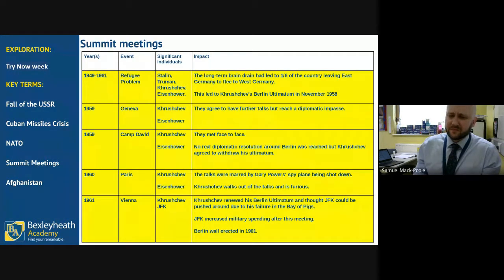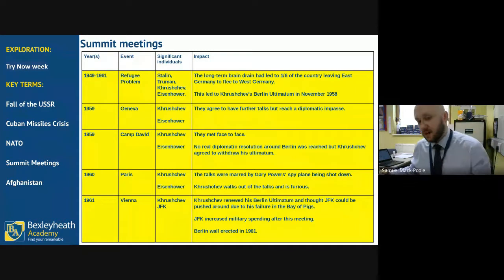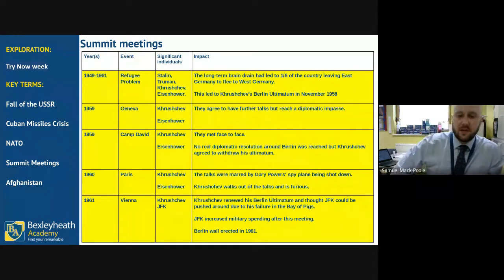Because, sorry, in 1960, you have Gary Powers's spy plane U-2 incident. So his spy plane was shot down. Initially, Eisenhower denied it was a spy plane, but was later forced to admit it. It was very embarrassing. And Khrushchev walks out of the Paris summit meetings. So, in essence, it goes terribly.